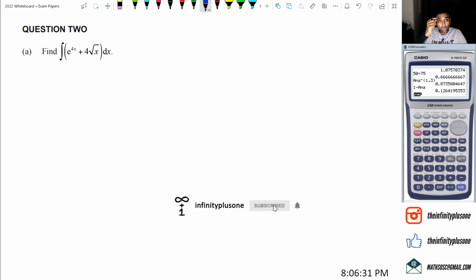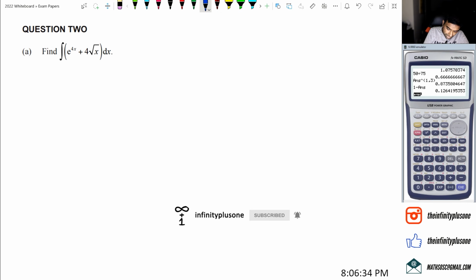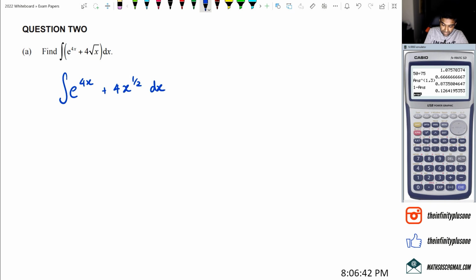Right, so question 2a, what we've got is the integral of e to the power of 4x, and we've also got the integral of 4 to the power of root x. So I'm going to replace that root x as x to the power of half, dx, and then we start integrating. Now integrating with exponential functions, we write everything as is, but we divide by the differentiation of the power. So in this case, differentiation of 4x is 4. And then we've got plus 4x to the power of half plus 1. And of course, this is all divided by the new power, which is half plus 1. And of course, we've got the plus c.